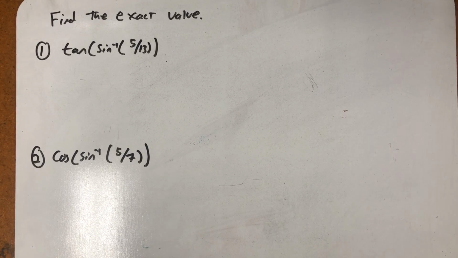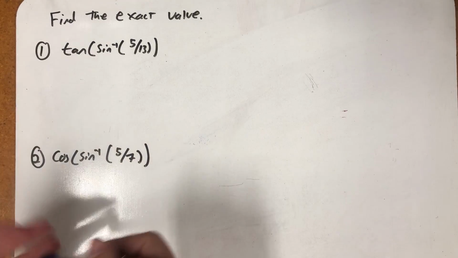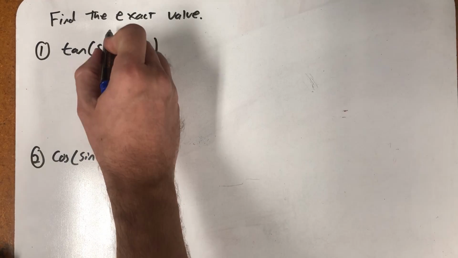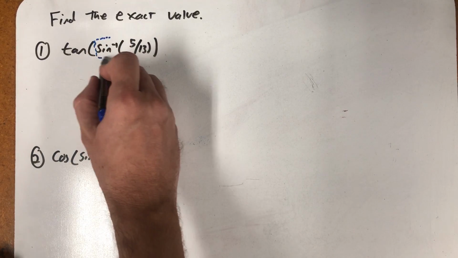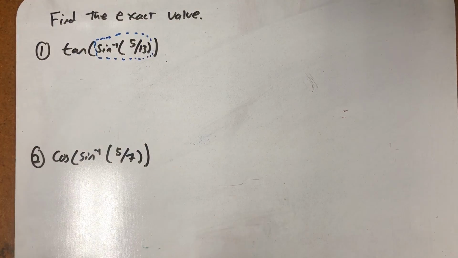Here we're asked to find the exact values of these compositions. So I have the inverse sine of 5/13 on the inside of a tangent function. So it's like I have to figure out what angle this is first, right? But I don't know what the inverse sine of 5/13 is. I don't know what angle that is.